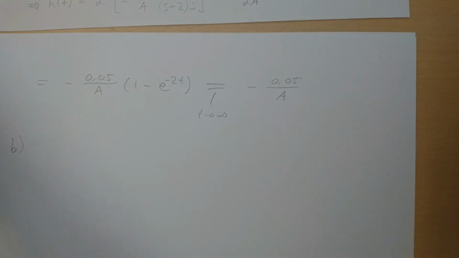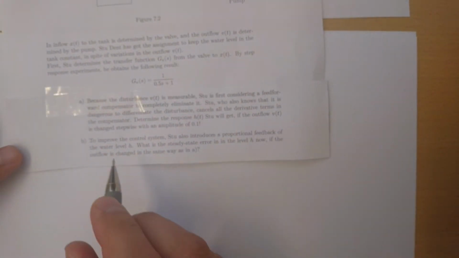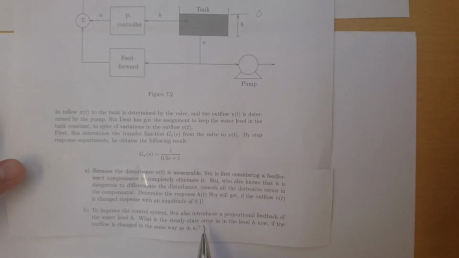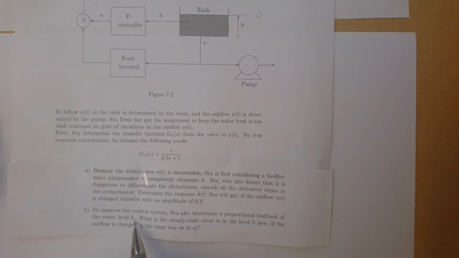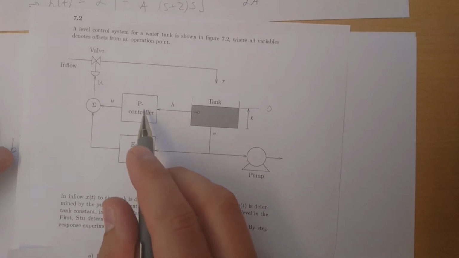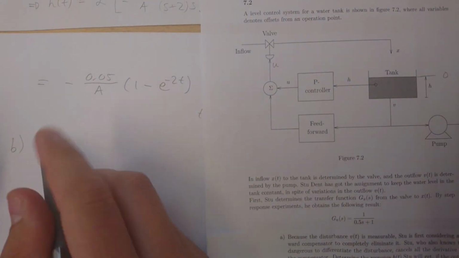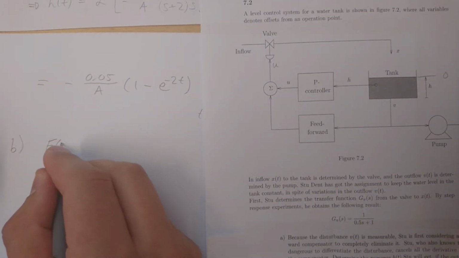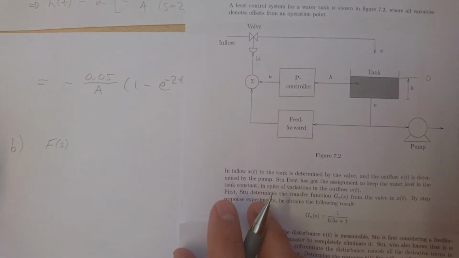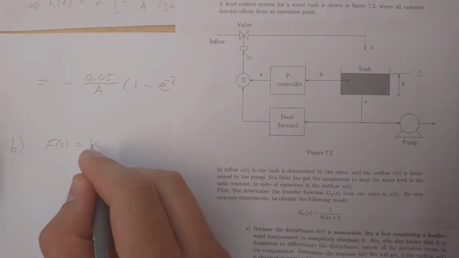So that was the A exercise, but in the B exercise it says this: to improve the control system, Stu also introduces a proportional feedback of the water level H. And what is the steady state error in the level in H now, if we have the same step on the output v? So this time we have to care about the proportional controller here. So let's call that F. And it's just a proportional controller, so it's equal to a constant gain K.